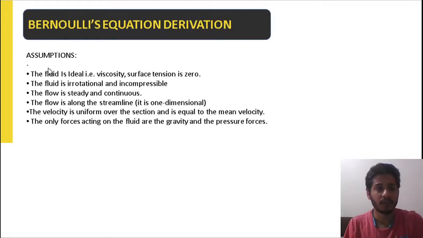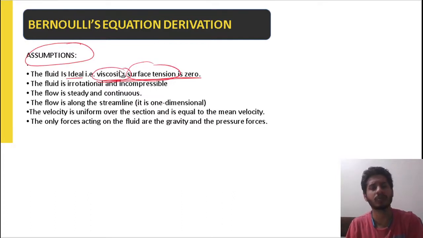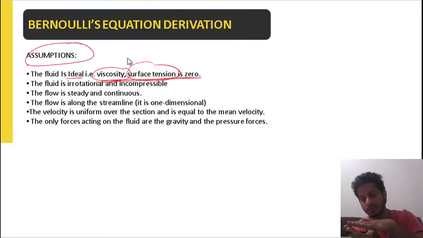Before actually moving to the derivation, we should see the assumptions involved in the Bernoulli equation. First of all, the fluid is ideal, that is, the viscosity and the surface tension are zero. What are surface tension and viscosity? I hope you already know. Viscosity is basically the resistance between the layers, all right?